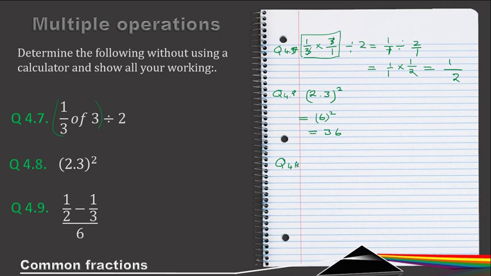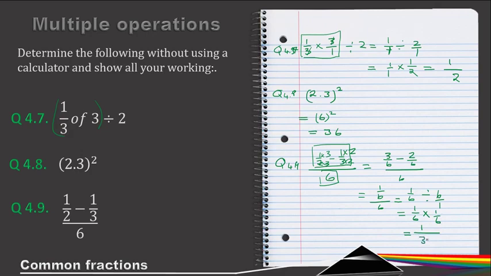Question 4.9. I have 1 over 2 minus 1 over 3 all over 6. So first I'm going to simplify my numerator and denominator independently. This means I need to subtract these fractions, so I need the same denominators, which is 6. So times by 3 top and bottom here, and times by 2 top and bottom there. So I get 3 over 6 minus 2 over 6 all over 6. So 3 minus 2 is 1, so that's 1 over 6 all over 6, which we can rewrite as 1 over 6 divided by 6, which then becomes 1 over 6 times 1 over 6, and then 1 times 1 is 1, and 6 times 6 is 36.